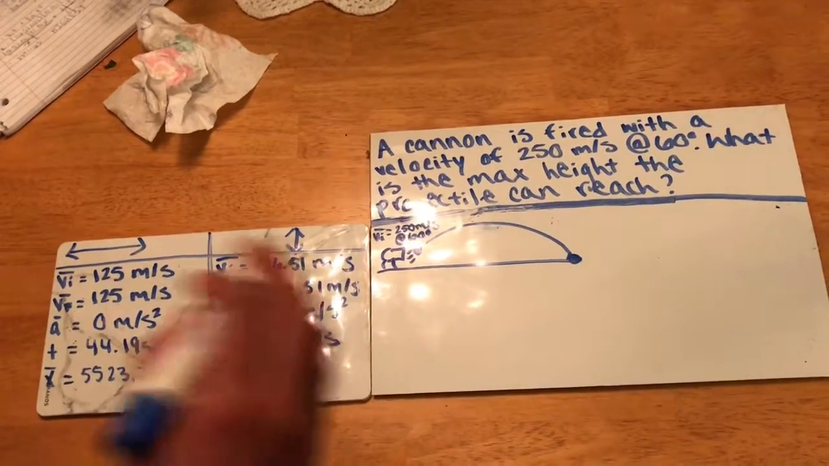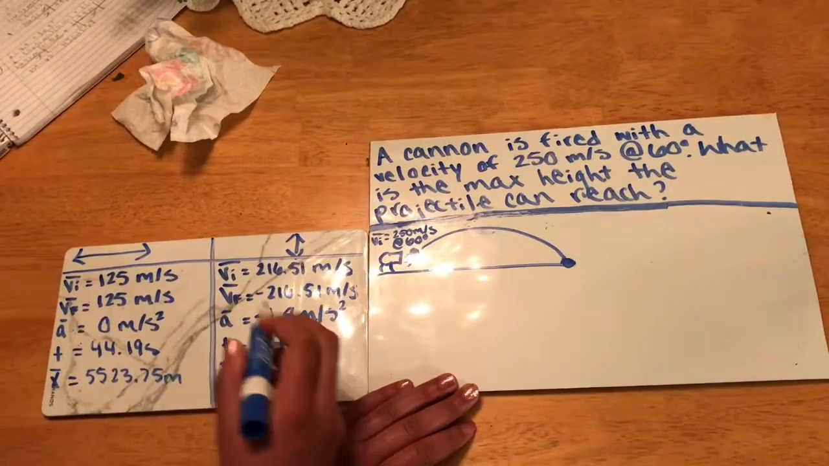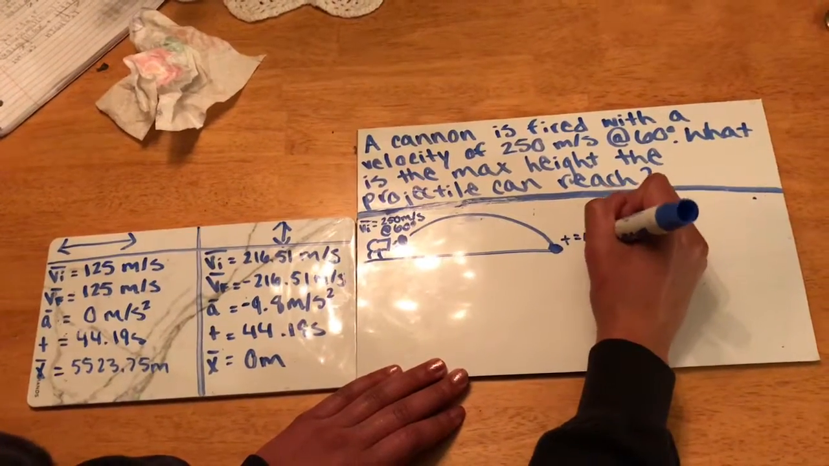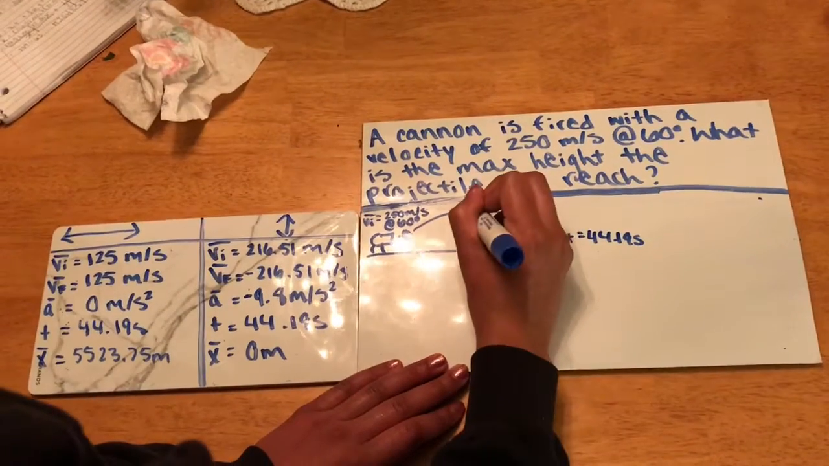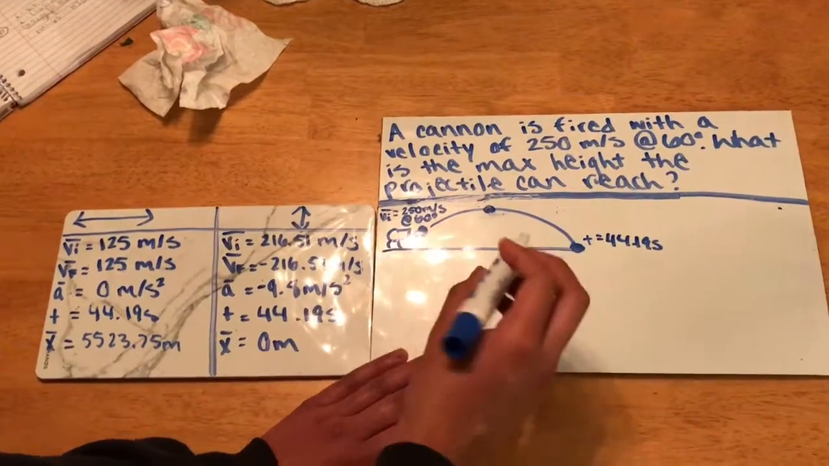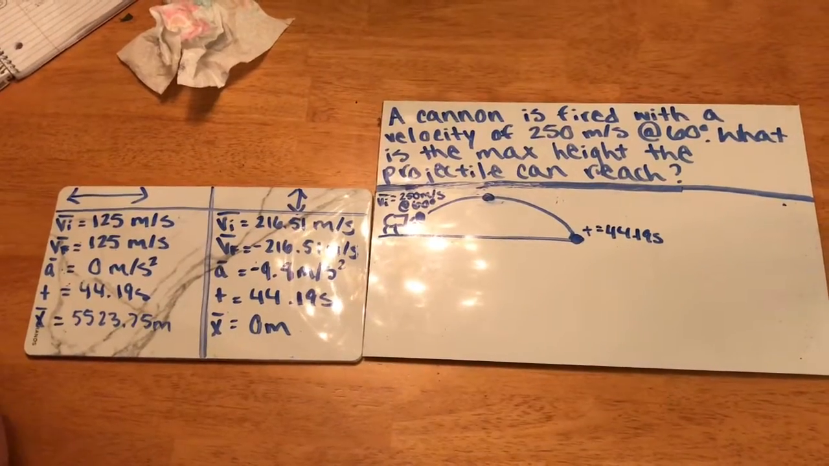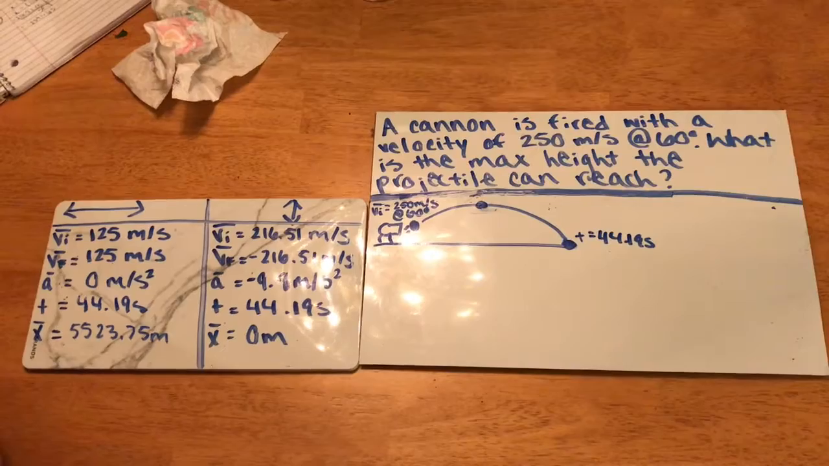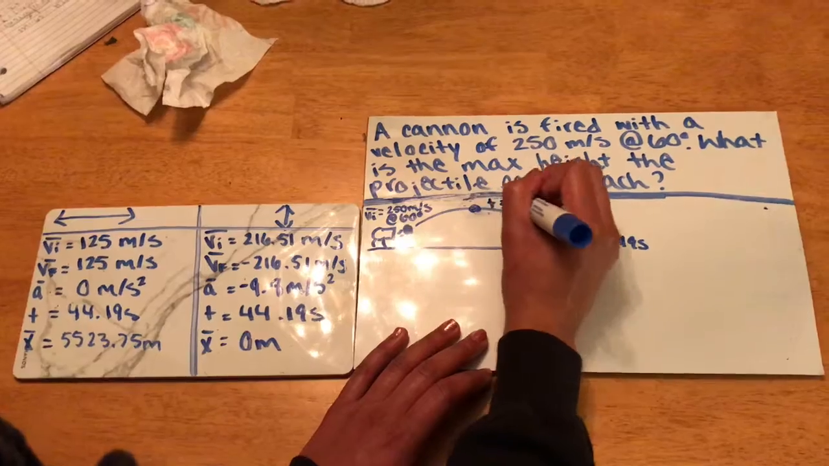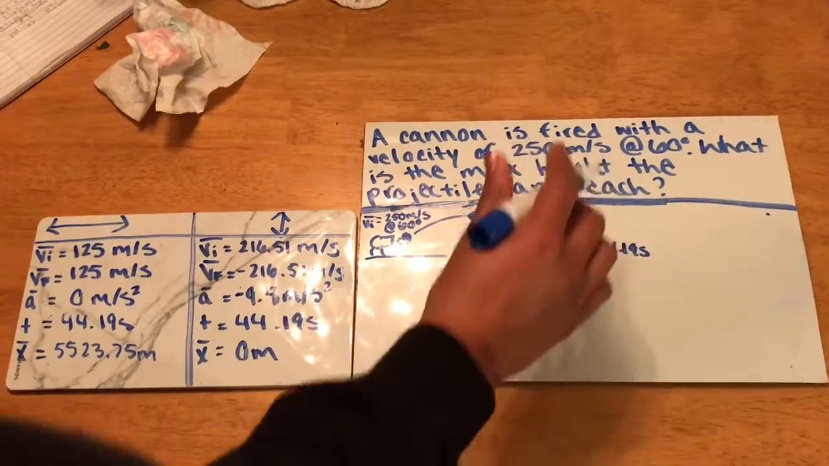Now, based off of some of our other information, we can kind of figure out what we need. Well, we know that this time is the total time for the problem. So T equals 44.19 seconds. And since this is the top here, and it's in the middle of that projectile motion, we can assume that this time divided by 2 is what the time is here. So if you put 44.19 divided by 2 into the calculator, you get about 22.1 seconds. So we have our times here.